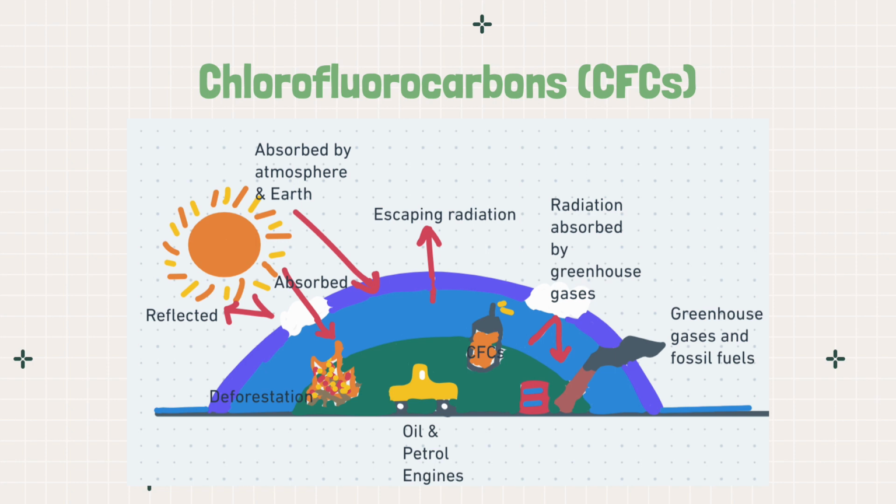This diagram shows the different ways in which CFCs and pollutants are released into the atmosphere. Greenhouse gases, fossil fuels, petrol and oil cars, as well as deforestation contribute to ozone depletion. The sun's rays are then reflected and absorbed by the atmosphere. The sun's rays are also absorbed by greenhouse gases and the Earth. Additionally, terrestrial radiation escapes from Earth into the atmosphere and heats it.